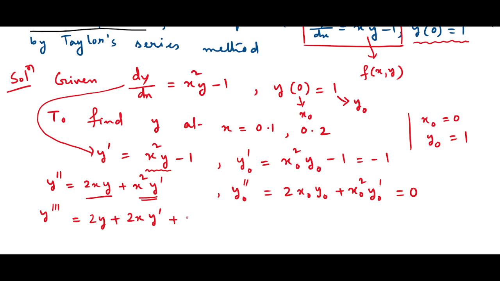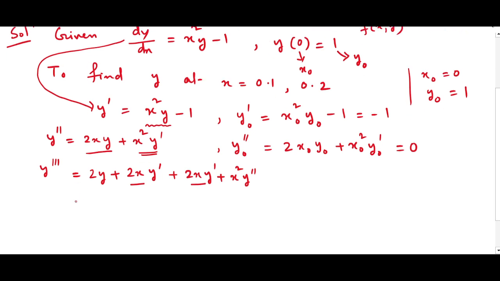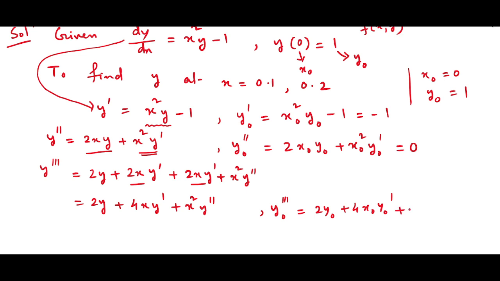So our x square, the differentiation of x square is what? 2x. y dash will remain the same. And then plus, now we'll keep x square as it is, and the derivative of y dash is what? y double dash. So these two terms are the same term, right? So we can combine them. So it's 2y plus 4x y dash plus x square y double dash. Okay, so let us find y naught triple dash. So it will be 2y naught plus 4x naught y naught dash plus x naught square y naught double dash.